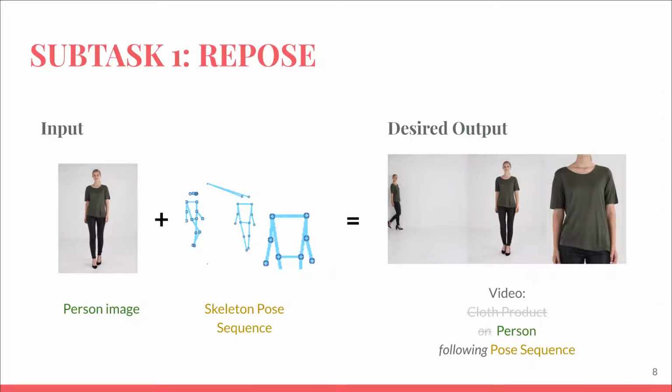Now let's talk about the first subtask, reposing. To reiterate, the input is a single person image and the skeleton pose sequence, and we aim to generate all the video frames for that person walking around.